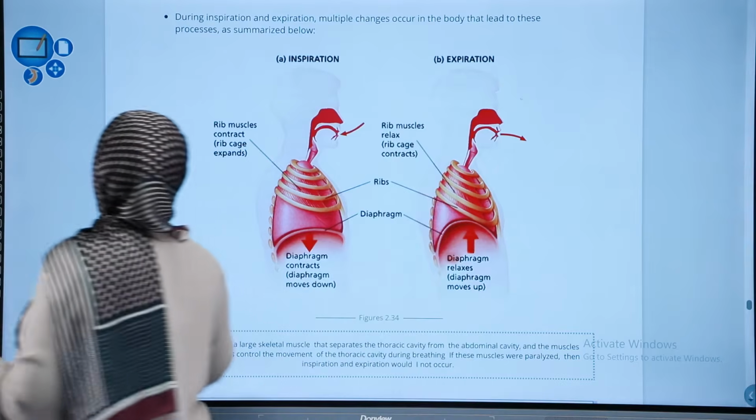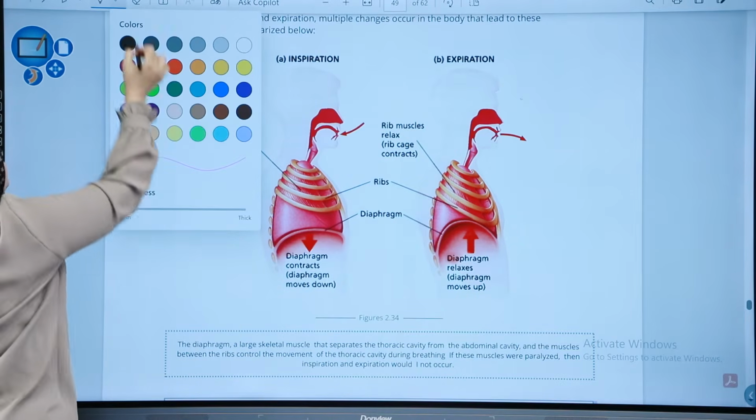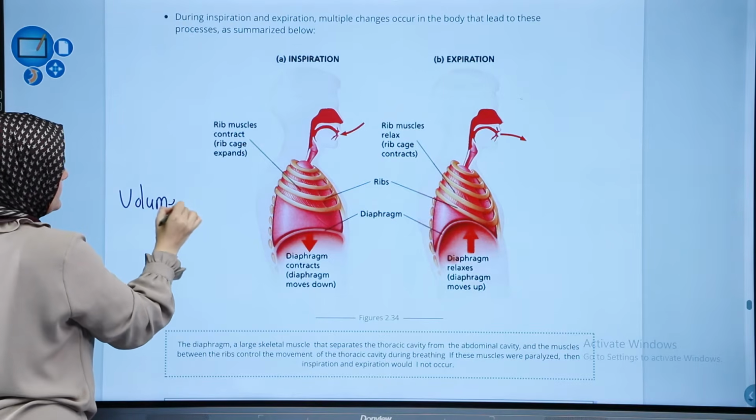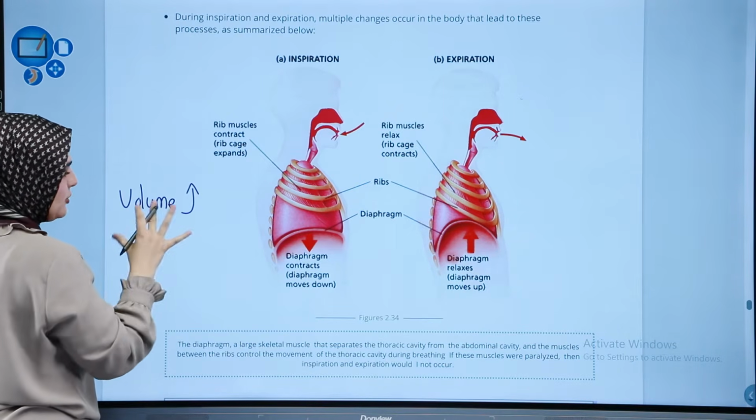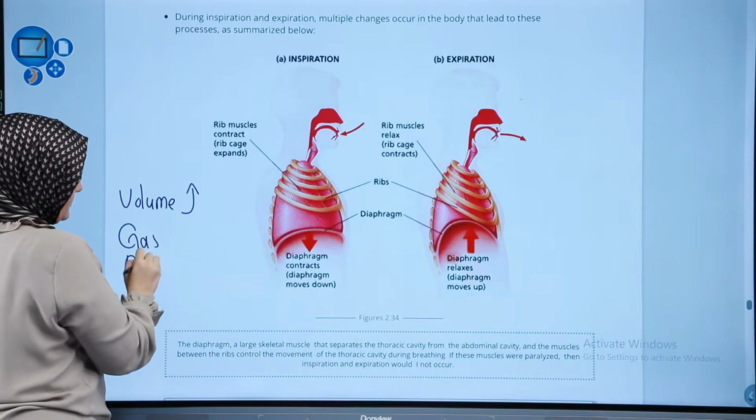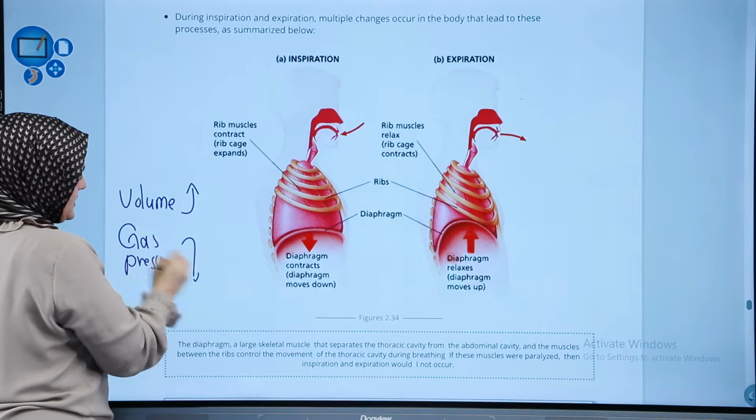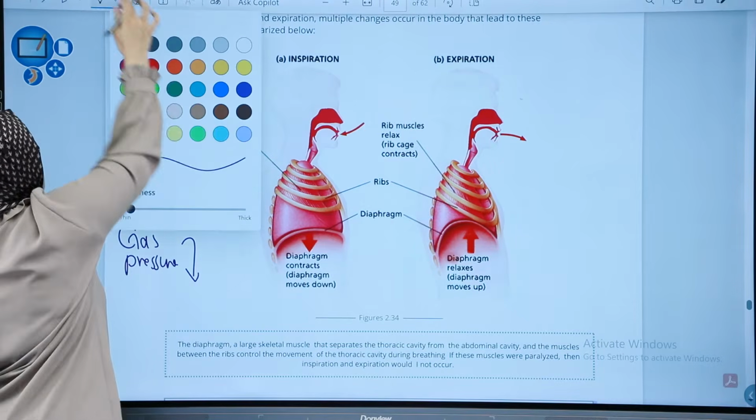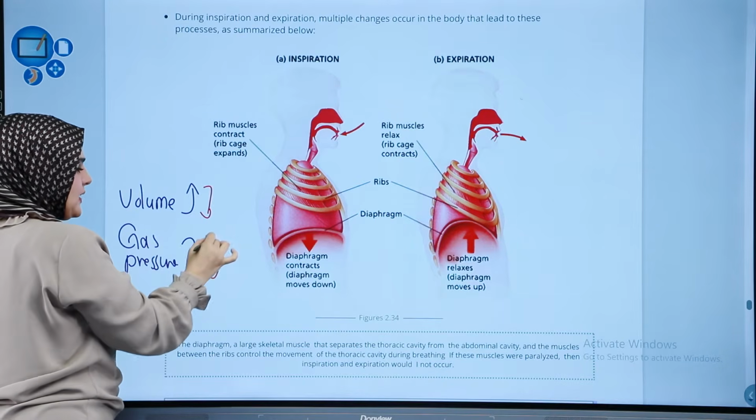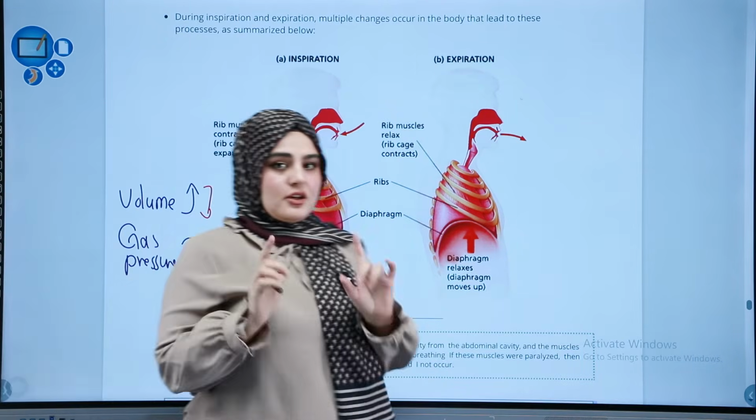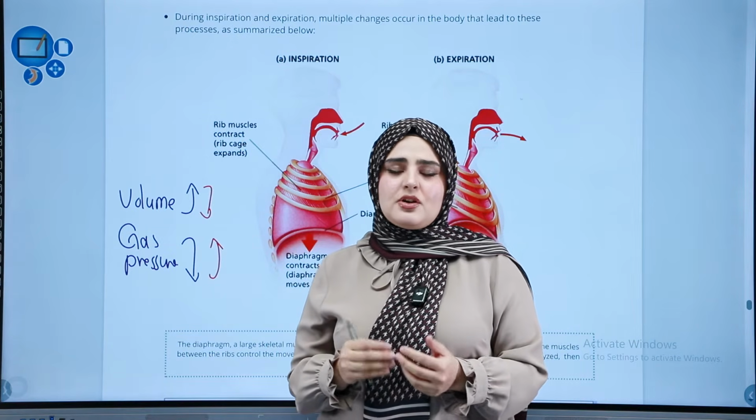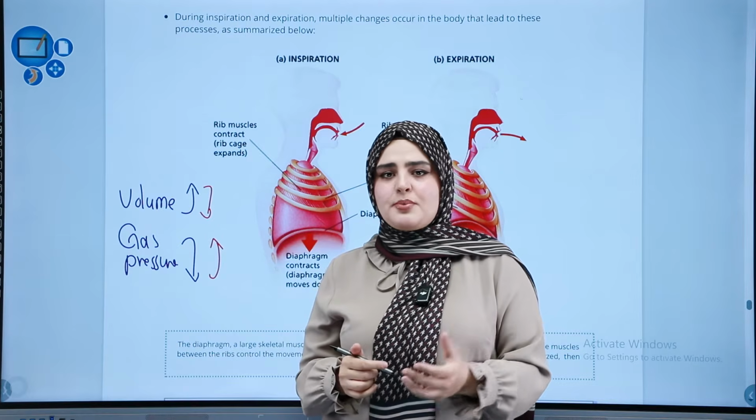I want you to know something, a physics law. It says when the volume of a space increases, the gas pressure decreases, and vice versa. What's that supposed to mean, Miss Bushra? It means if the volume decreases, the gas pressure increases. Remember that they're inversible, okay? They're not directly proportional, but actually inversely proportional.